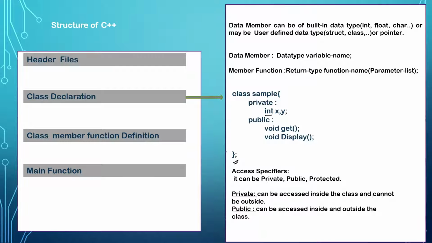So you can declare the function as public. So what is protected? With protected, the data members are not visible outside the class, but they can be accessed by the inherited class. So these are the access specifiers for visibility in a class. Next, let us see the definition for the member functions.